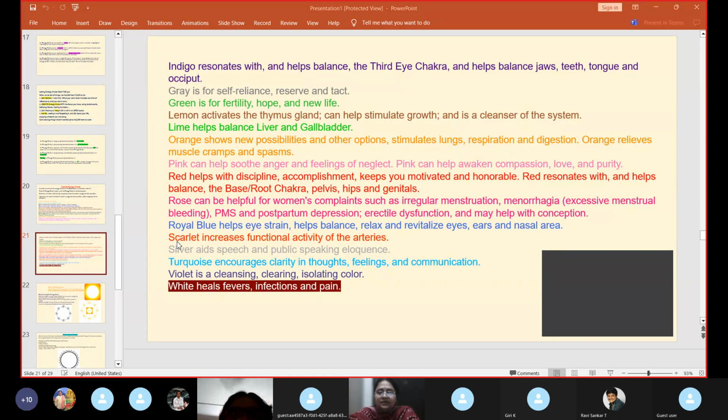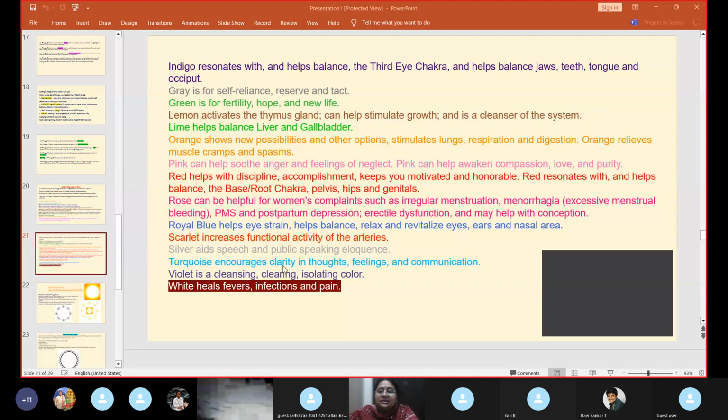The scarlet color increases the activity of the arteries. So anybody who has blocked arteries can use scarlet color around them to increase the activity inside the arteries and to get rid of the blockages. Silver color is associated with Mercury and with speech. So whenever you need eloquence in your life, you can add silver in your life.